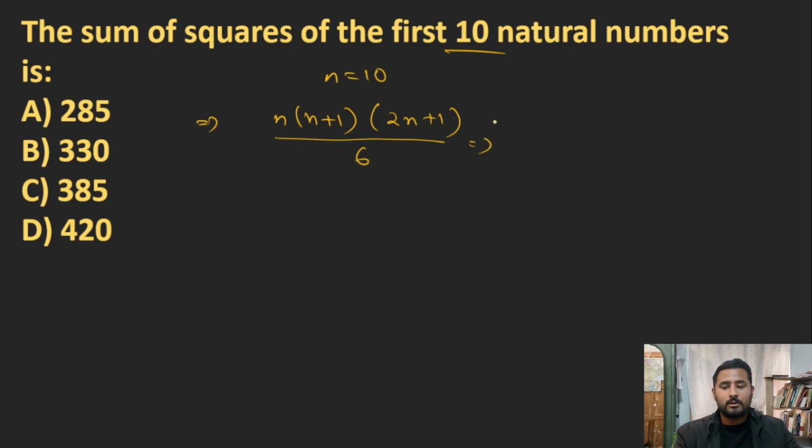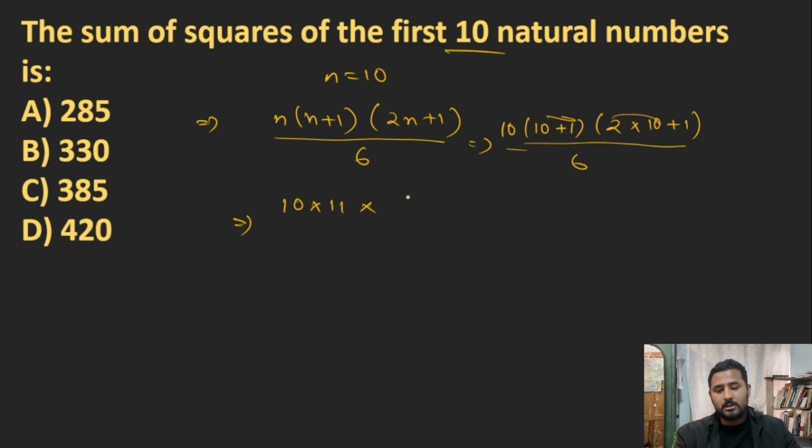Put the value of n. What is our n? 10 into 10 plus 1, into 2 into 10 plus 1, divided by 6. Now you see, 10 plus 1 will be how much? 11. So 10 into 11, into 2 into 10 is 20 plus 1 is 21, divided by 6. So you'll get how much?